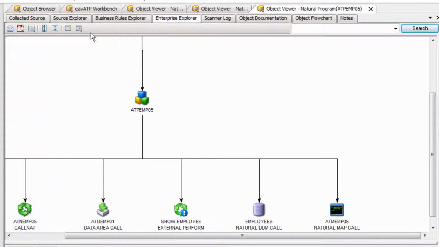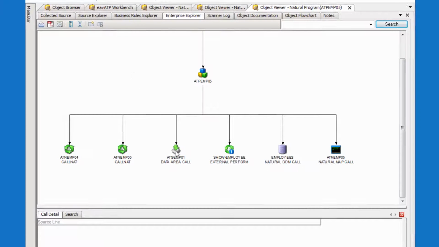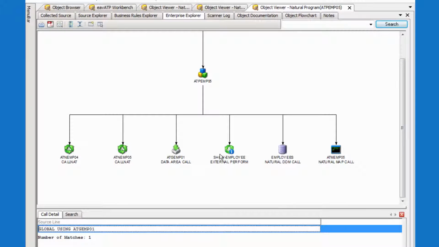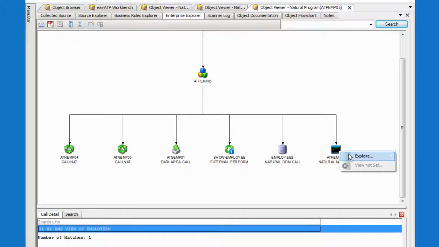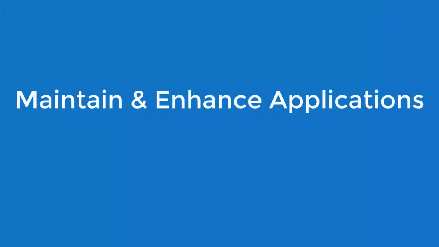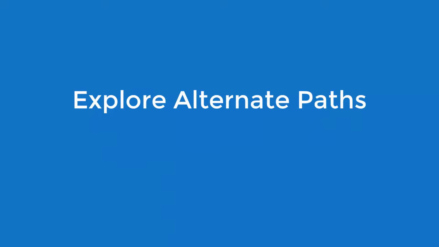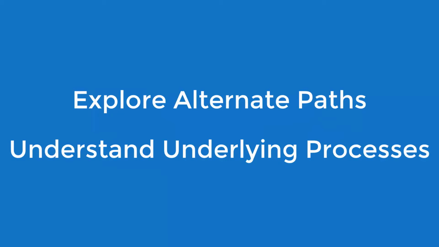The Enterprise Explorer allows you to view the current program's relationship to other programs in the system. Links within this area allow you to view the source lines that call other programs or go to the called programs for further exploration. ATP provides developers with the tools they need to maintain and enhance legacy applications with ease. The link between the source code debugger and the application documentation makes it possible to use ATP to explore alternate paths and immediately understand the processes involved.